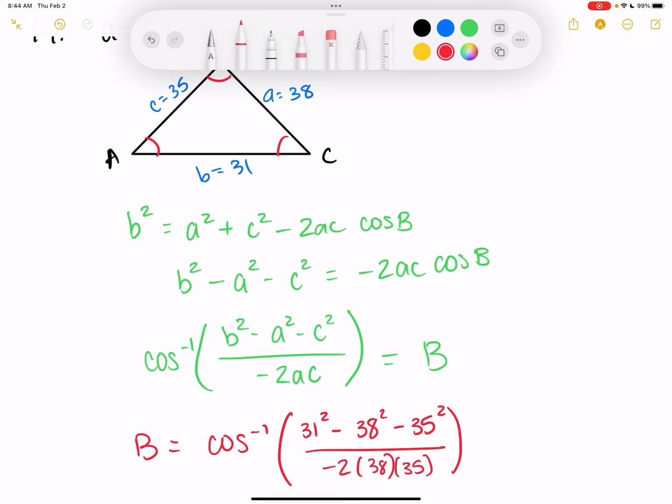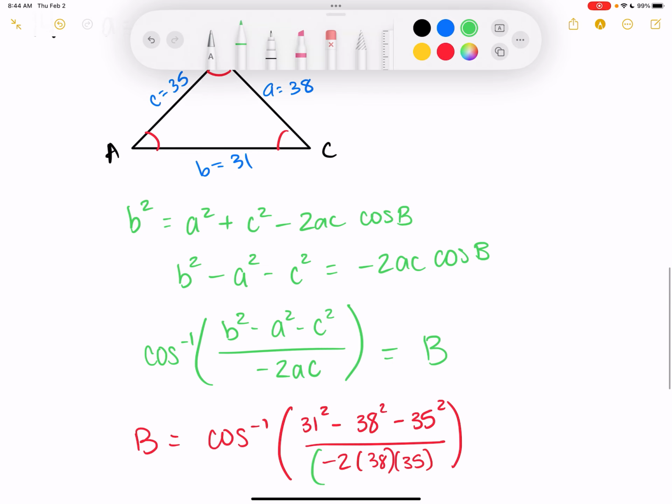And again, you can type that all in at once if you want, or do it in chunks. But if you're going to type it in all at once, and you don't use the function that lets you type it in as a fraction to begin with, then you need to make sure you put parentheses around this whole bottom part, because you're dividing by all of that. You don't want it to just divide the top by negative 2.